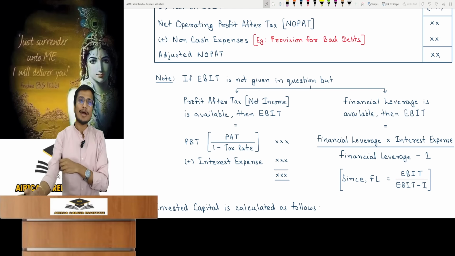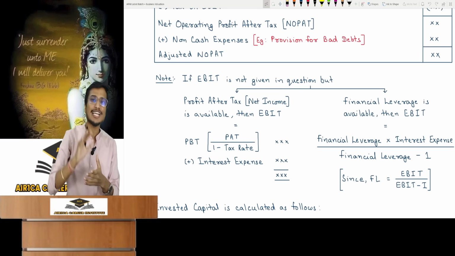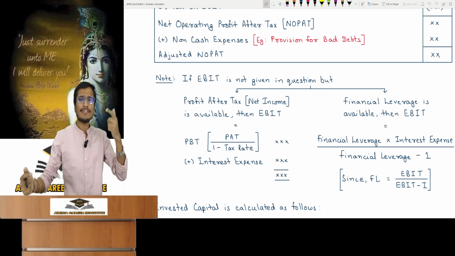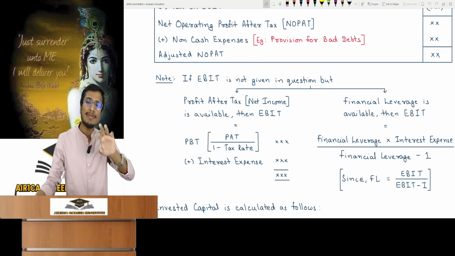After this, look, sometimes in a question, EBIT is not given and neither is PAT. Such questions provide financial leverage to calculate EBIT. Remember financial leverage which you studied in Inter. The formula was EBIT over EBIT minus interest expense.